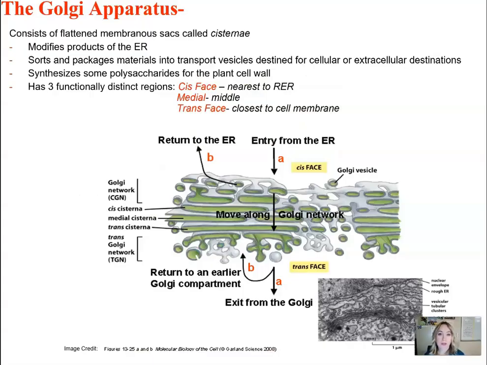So the Golgi apparatus, or Golgi body, is another membranous structure. It consists of flattened membranous sacs, and we call them cisternae.